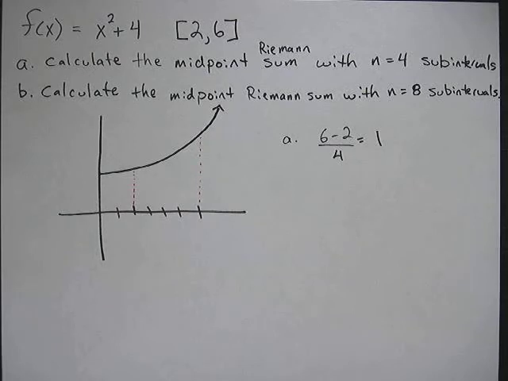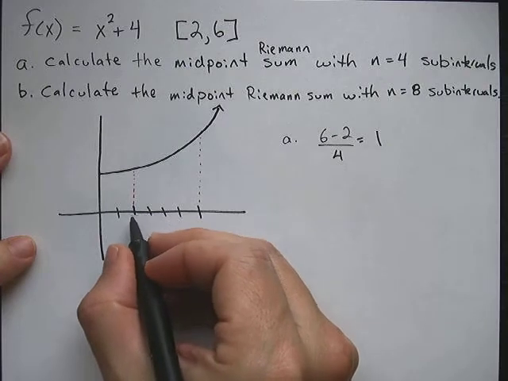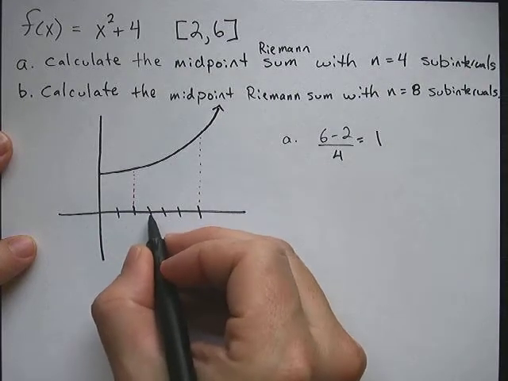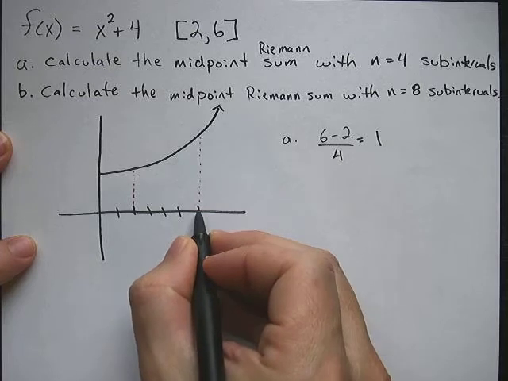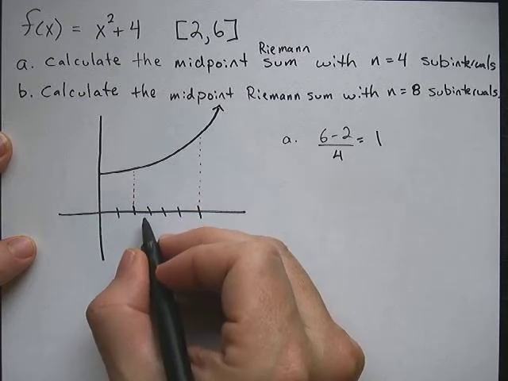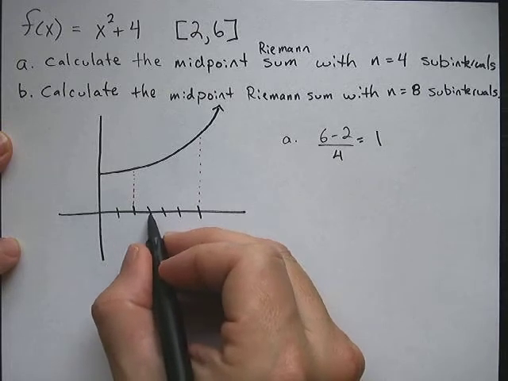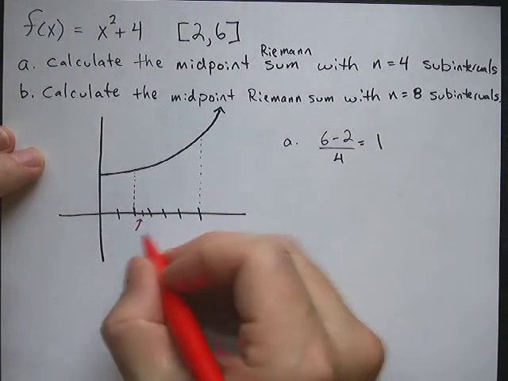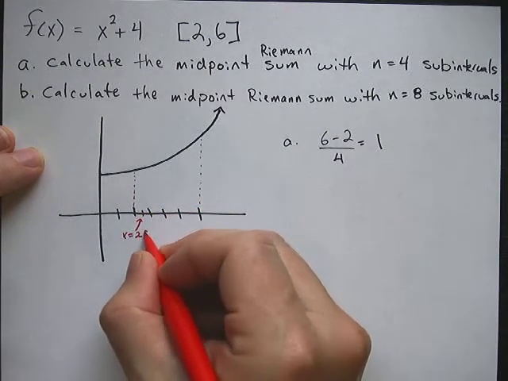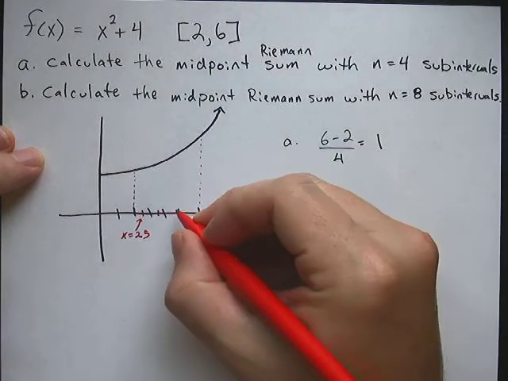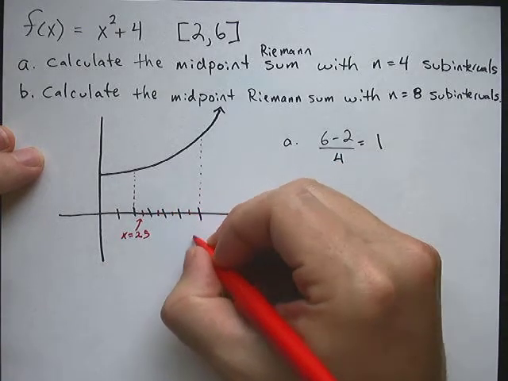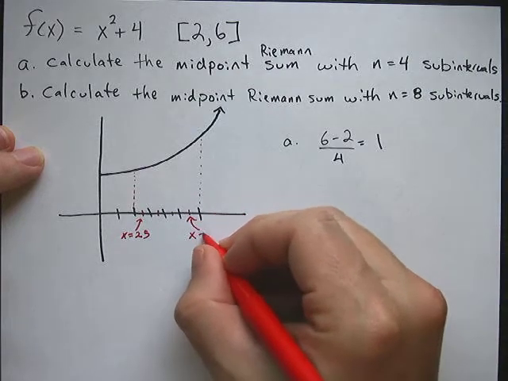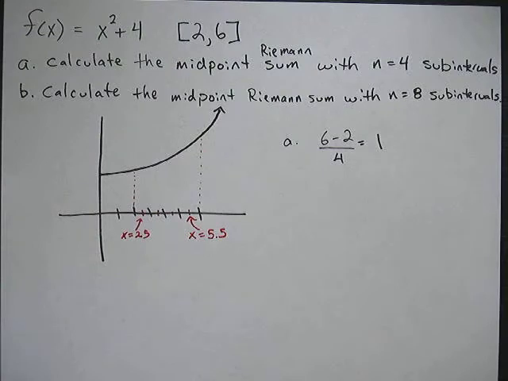When we take the Riemann sum with midpoint, we're looking at each one of these subintervals, which, since they're 1 unit long, are from 2 to 3, from 3 to 4, 4 to 5, and from 5 to 6. And we calculate where the midpoint is. What is the midpoint between 2 and 3? I'll put a little tick mark there. That midpoint is 2.5, so x equals 2.5. Then the next ones are 3.5, 4.5, and 5.5. I'm not going to write all those out, but I'll write the last one at 5.5. That's where we're going to calculate the function value when we're using the Riemann sum.